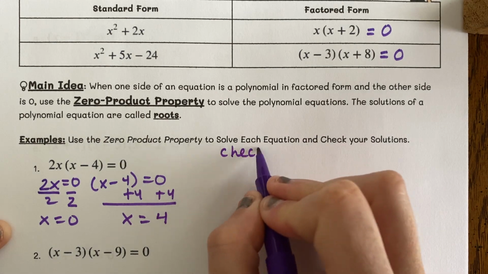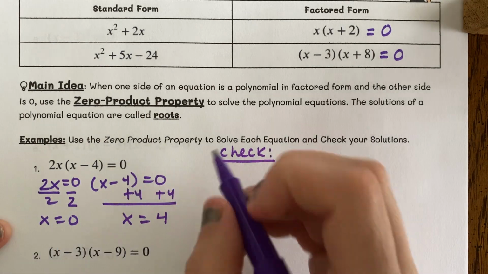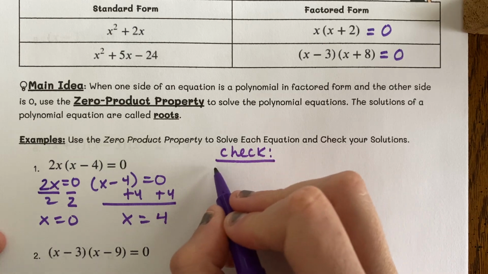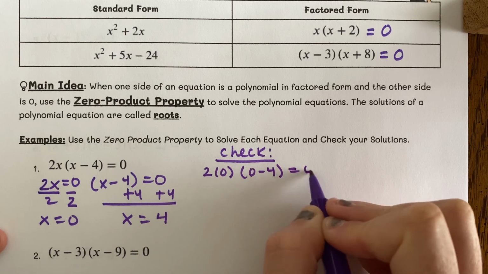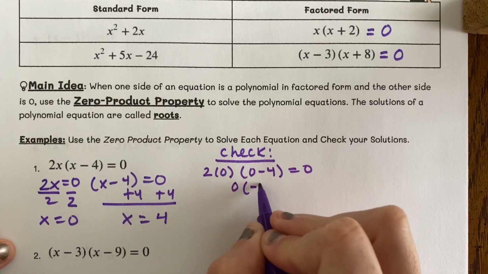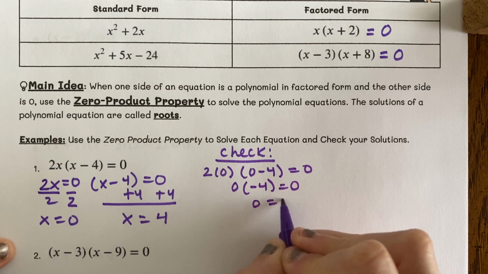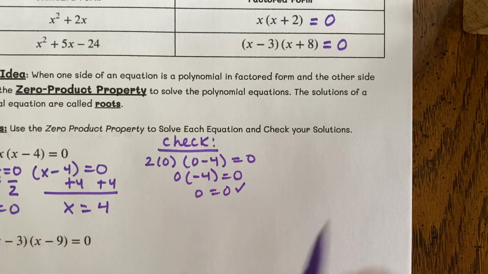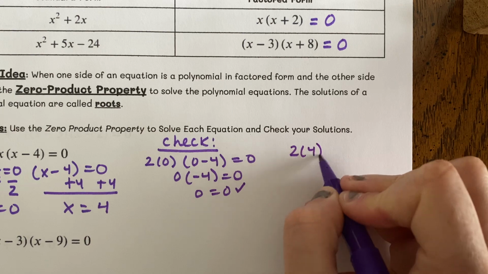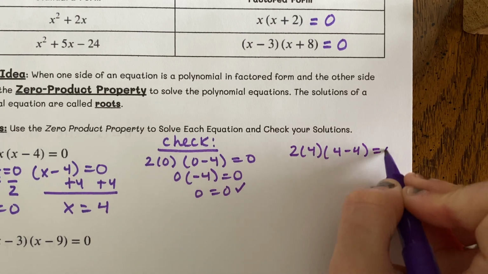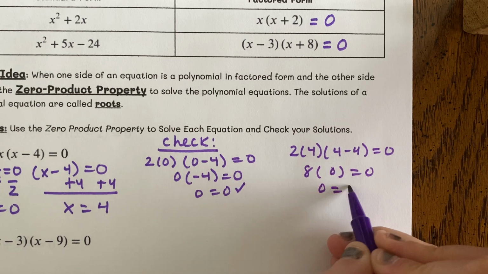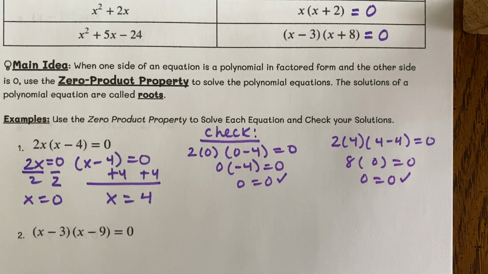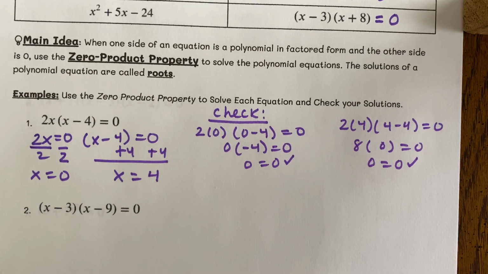And we could check this by plugging it back in. So if we're checking x equals 0, I get 2 times 0 minus 4. Does that equal 0? Yes, because 0 times anything is going to equal 0. And then I could check 4 as well. 2 times 4 minus 4. Does that equal 0? So I get 8 times 0. Yes, 0 equals 0. So you can check your solutions to make sure that they work. I'm only going to check the first one just to show you. Just plug in your solutions for x.